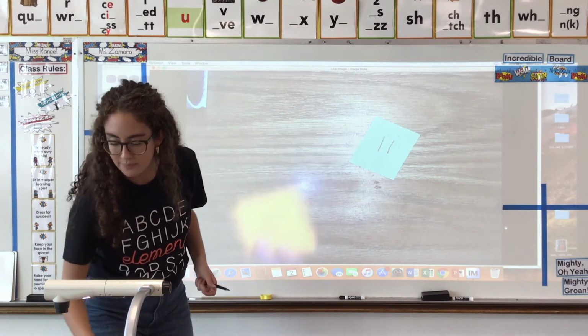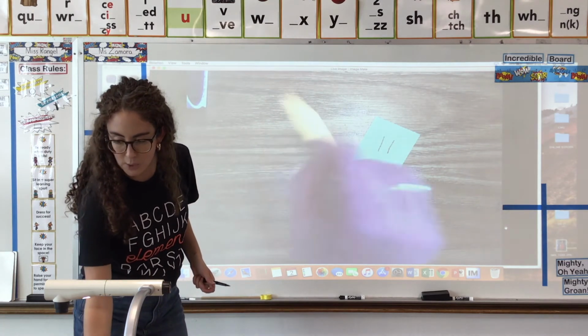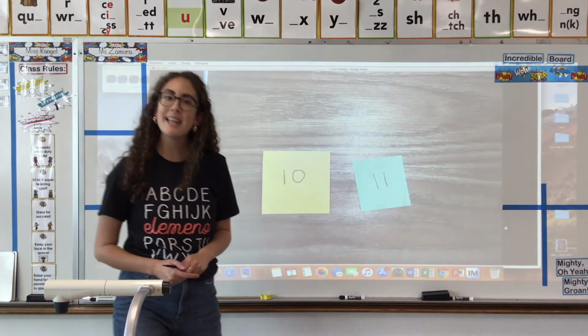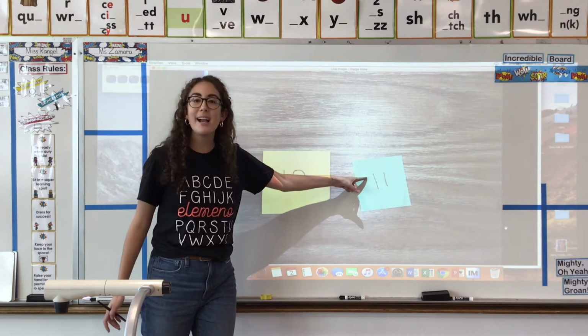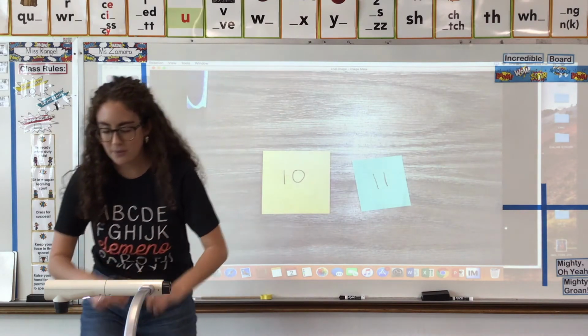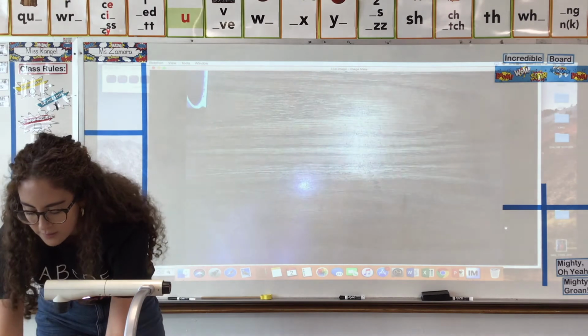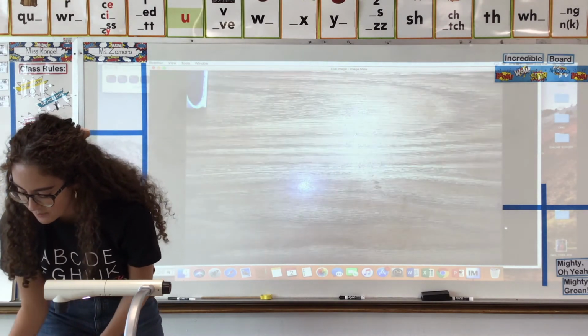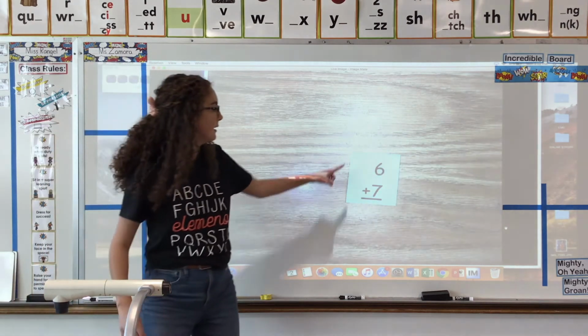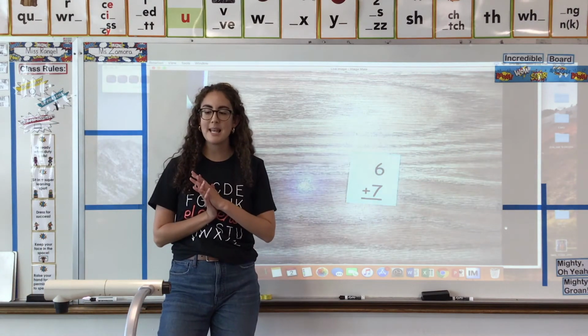So we know that if 5 plus 5 equals 10, then 5 plus 6 equals 11, because our neighbor facts are just our doubles plus 1. Okay, put those in our done pile. And our next fact is going to be 6 plus 7. Can you get your card for 6 plus 7?